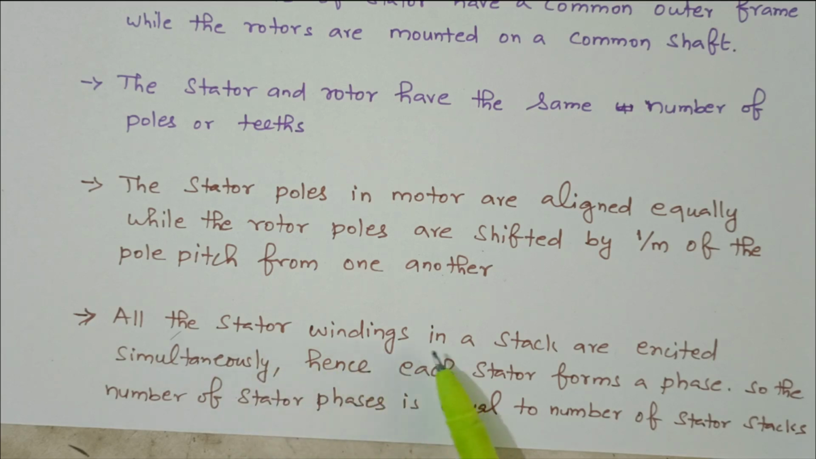All the stator windings in a stack are excited simultaneously. Hence, each stator stack forms a phase. So, the number of stator phases is equal to the number of stator stacks, right? These stacks are excited simultaneously. So, however many stacks are available, that many phases are available here. Now, we'll go to the remaining description.